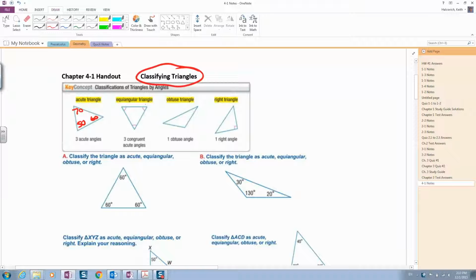An equiangular triangle is where all three angles are congruent. An obtuse triangle is where you have one obtuse angle. For example, if you had 100 here, and then you had 50 and 30, the one obtuse angle would make it an obtuse triangle. And then a right triangle has one right angle.